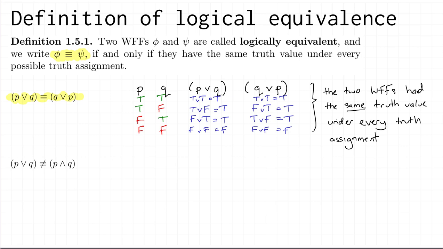Okay, so our table allowed us to summarize all of the possible truth assignments on the two variables P and Q, and we've checked that under every one of those truth assignments, the two well-formed formulas, P or Q and Q or P, got the same truth value.